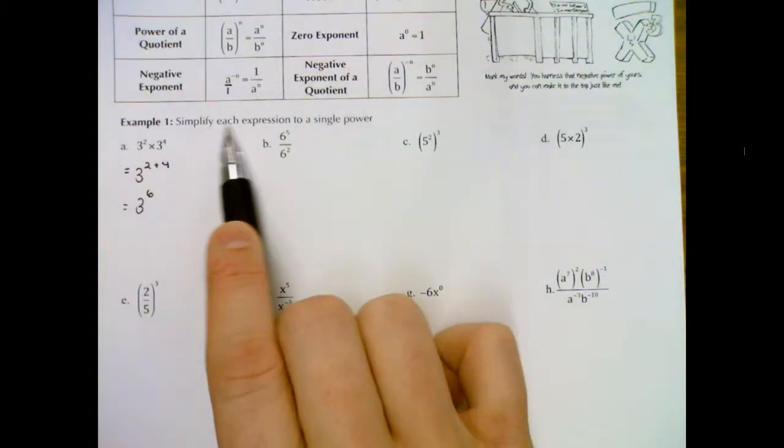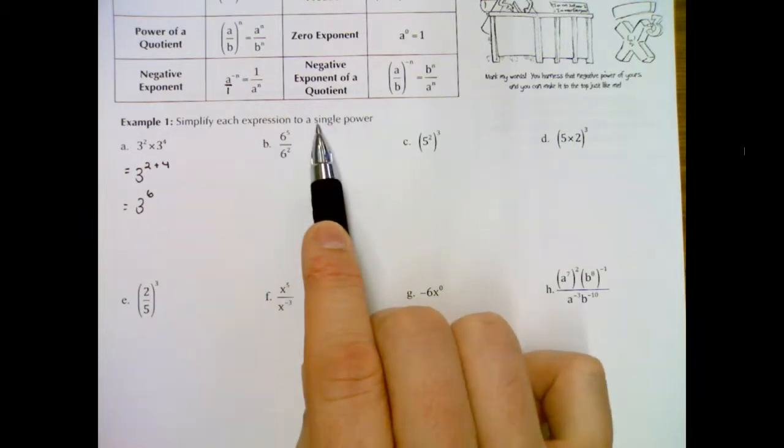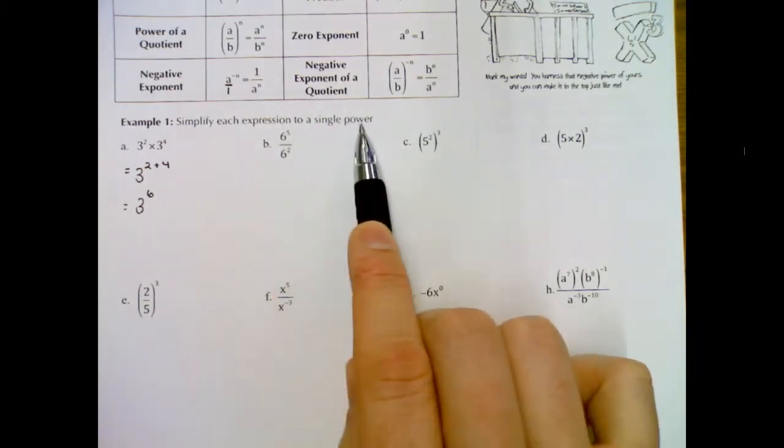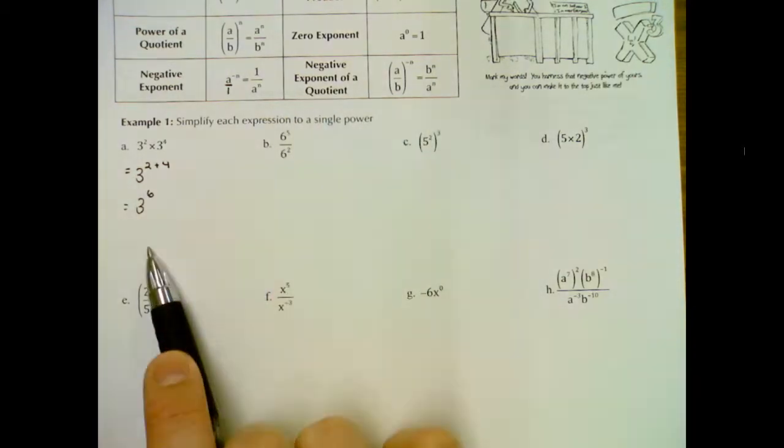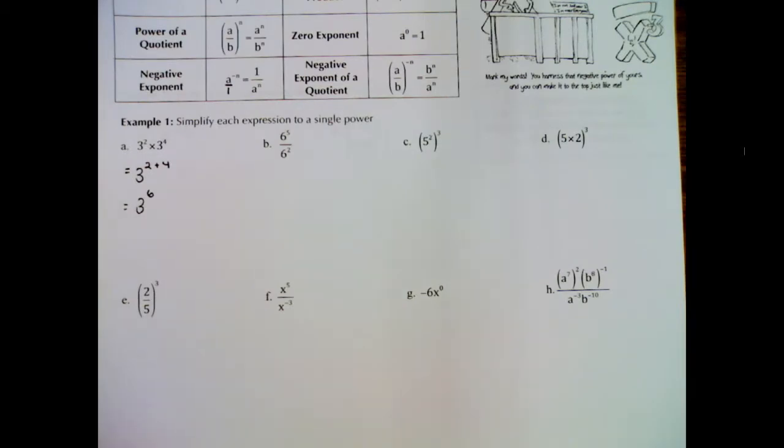If it said simplify to a single expression, or simplify each expression to a single power and evaluate, then you would need a number answer. We don't have that. So just simplify to a single power.